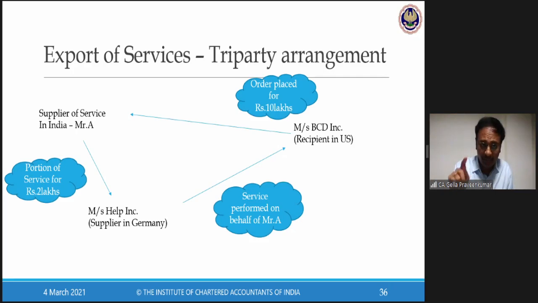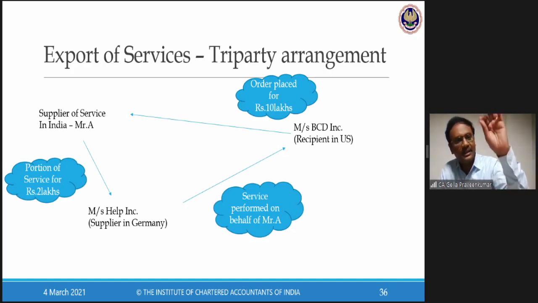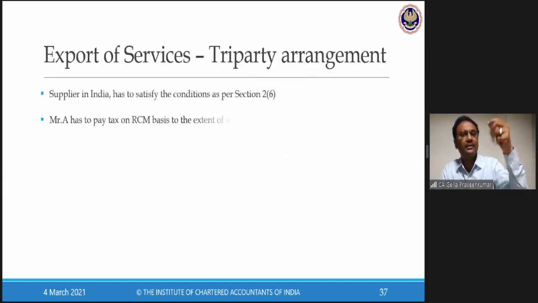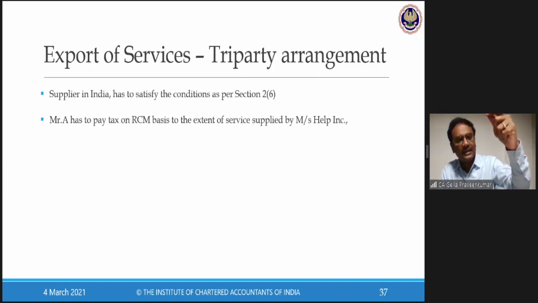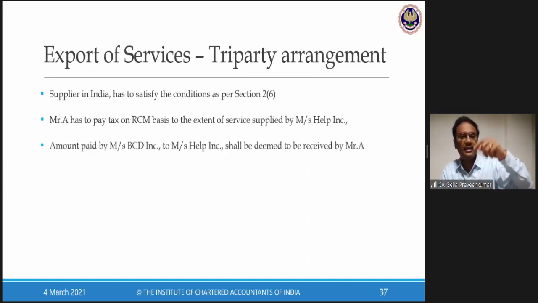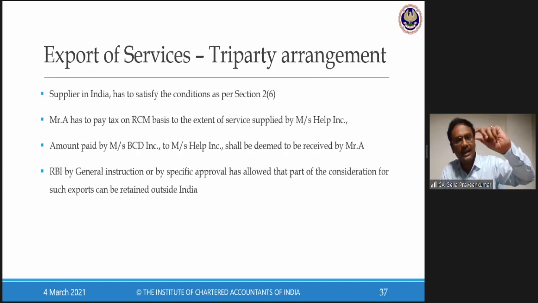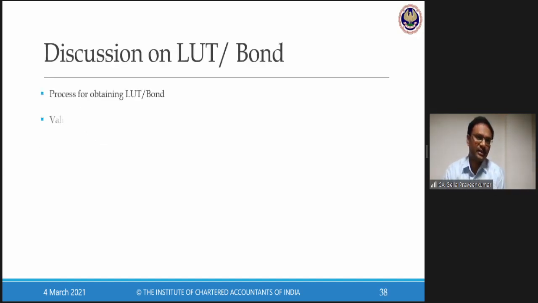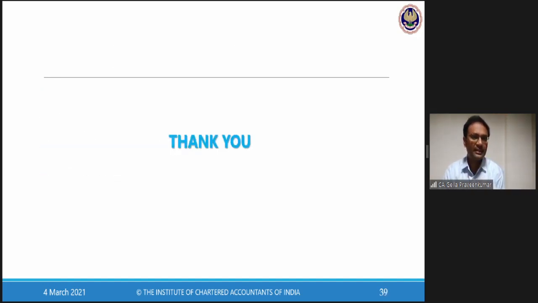Now, for the purpose of GST, should I call 10 lakhs as export or 8 lakhs as export? The law has clarified that as long as the recipient in India is paying tax on a reverse charge basis and gets the permission from the RBI to net off that, it is deemed to be an export out of India, which is export of service. What is the value? 10 lakhs. LUT bond we have discussed.